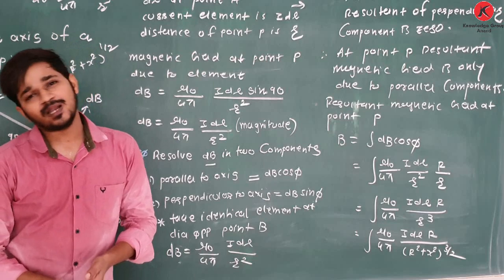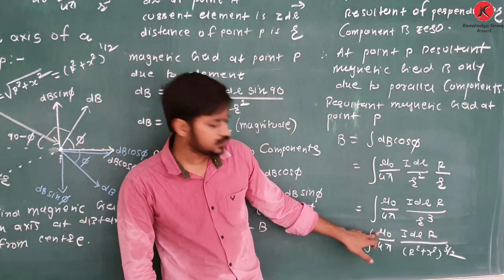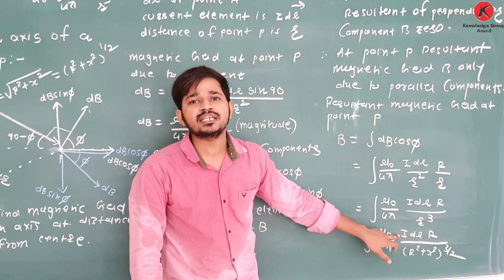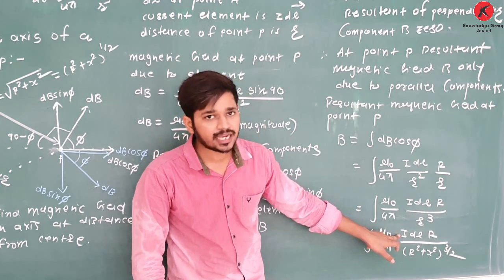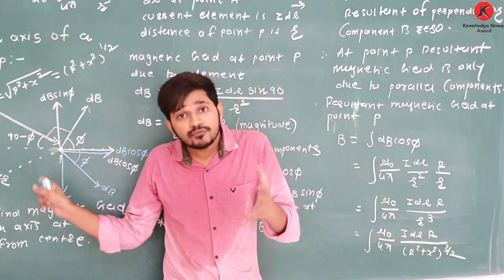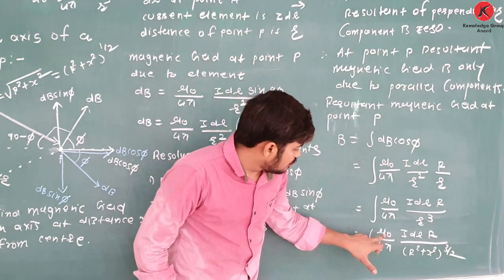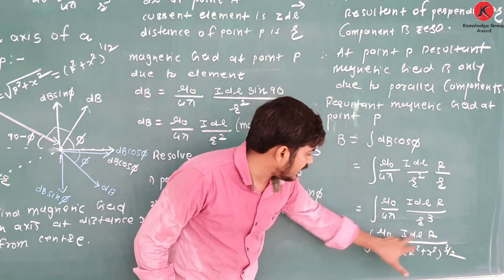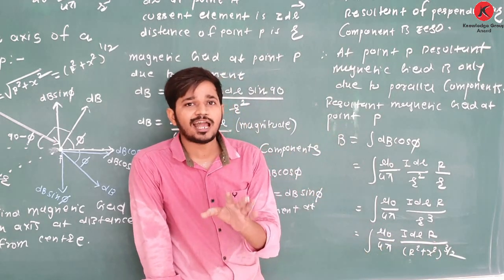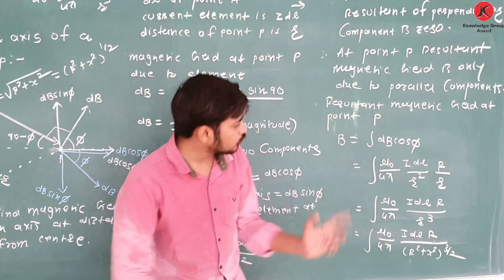Clear about this? Now last step. Mu 0 constant, 4 pi constant, current flowing from each and every element is the same, constant, outside. R radius outside, R constant, x point we have fixed, and from center its distance is also fixed. So yes, mu 0 upon 4 pi, I R upon R square plus x square raised to 3 by 2 is constant. You will have only integration dl. Yes or no? You will have only integration dl. How to write? We'll see.